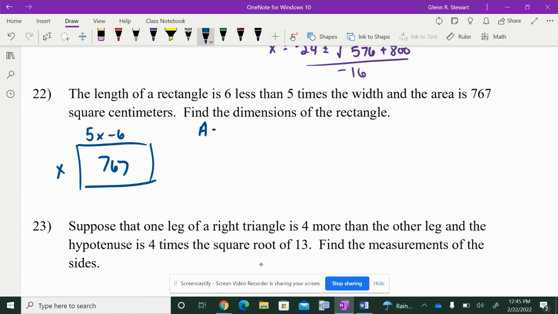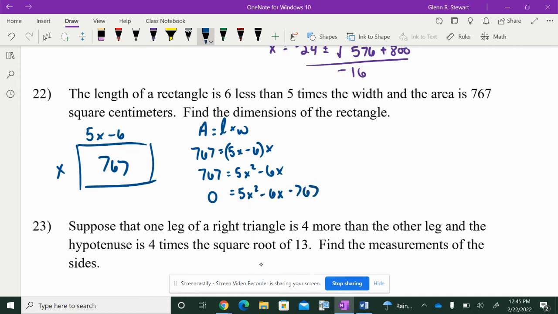Big thing that you need to know: area is equal to length times width. 767 is equal to 5x minus 6 times x. 767 is equal to 5x squared minus 6x. 0 is equal to 5x squared minus 6x minus 767. Okay, I subtracted that over.